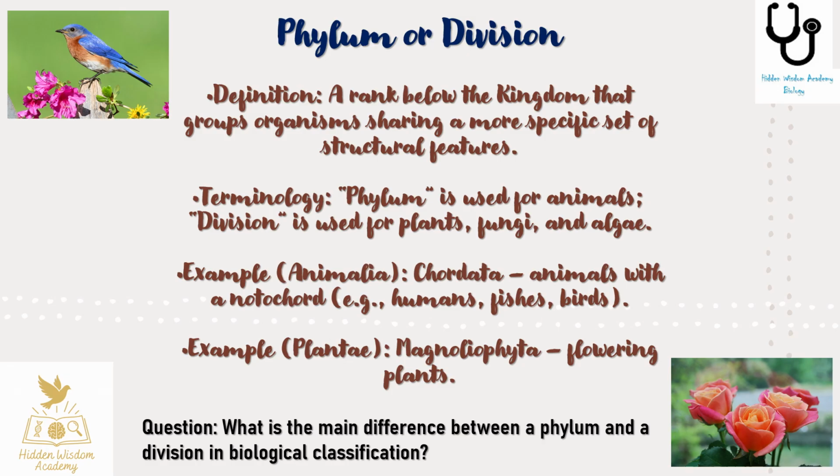After kingdom comes phylum in animals and division in plants, fungi, and algae. This rank groups organisms that share more specific structural features. In the animal kingdom, for example, phylum Chordata includes animals that possess a notochord at some stage in their life, such as fishes, birds, and humans. In plants, division Magnoliophyta includes all flowering plants like roses and mango trees. This step narrows down the diversity into groups with a shared fundamental design.